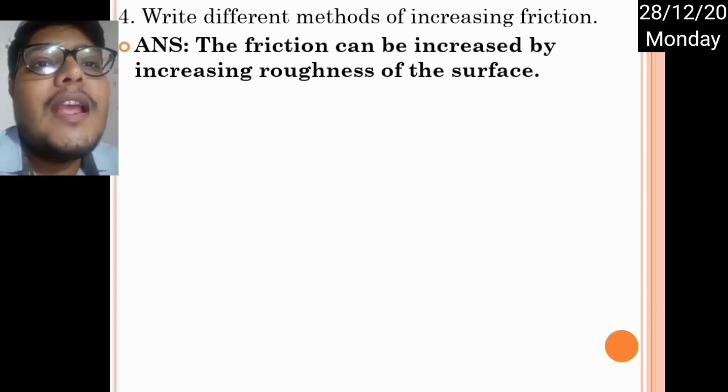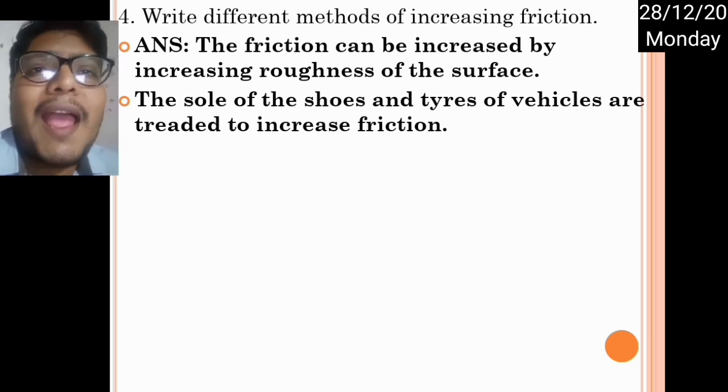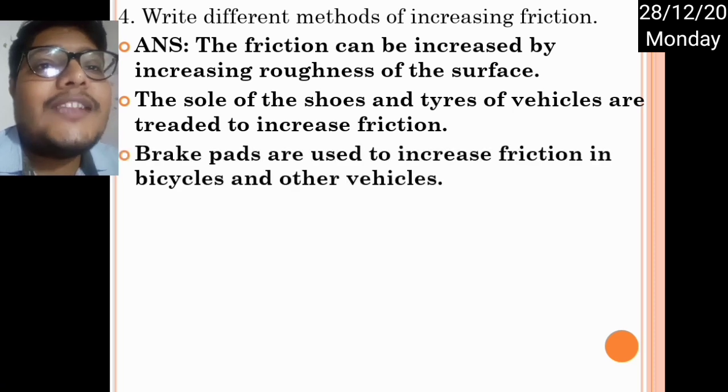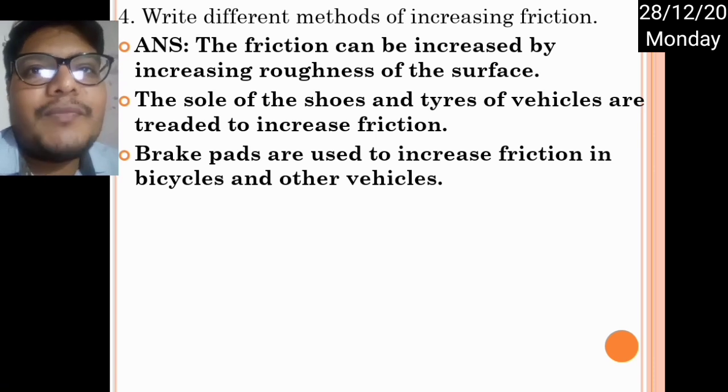See, the first one. Friction can be increased by increasing the roughness of the surface. That we all know. If you increase the roughness, friction will increase. The first example is here. The soles of shoes and tires of vehicles are treaded to increase friction. You have seen many kinds of spikes and pits on the tires, even on the soles of your shoes, right? So that will increase the friction. See the next one. Brake pads are used to increase friction in bicycles and other vehicles. Brake pads get rubbed against the rim of your bicycle and increase the friction to stop your vehicle.